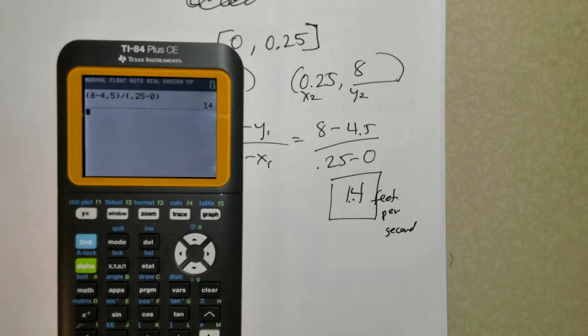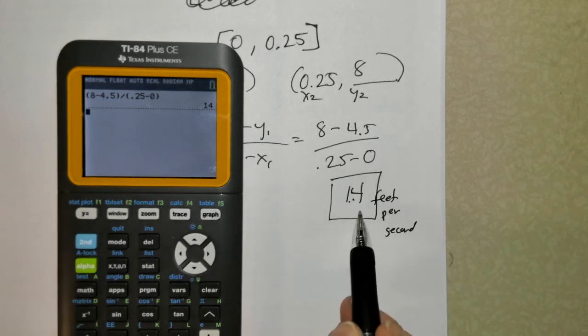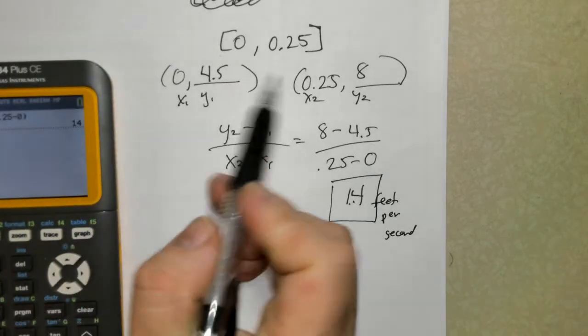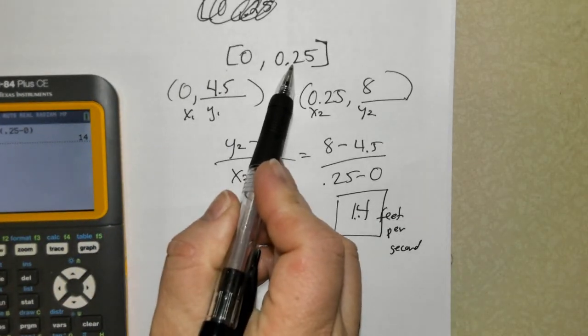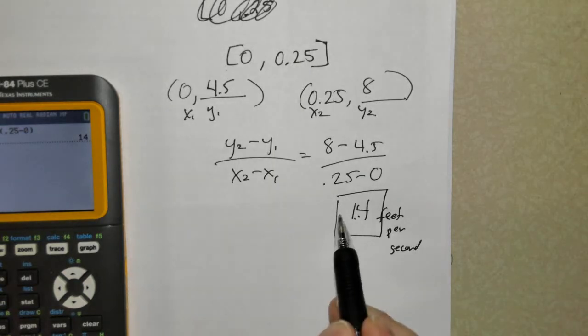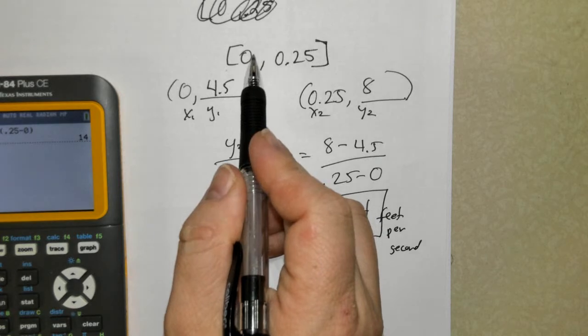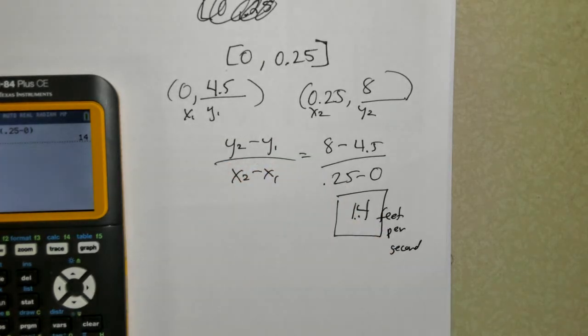It means that the ball increases 14 feet every second over the first 0.25 seconds. It means the ball increases, it goes up 14 feet per second over the interval from 0 to 2.25.